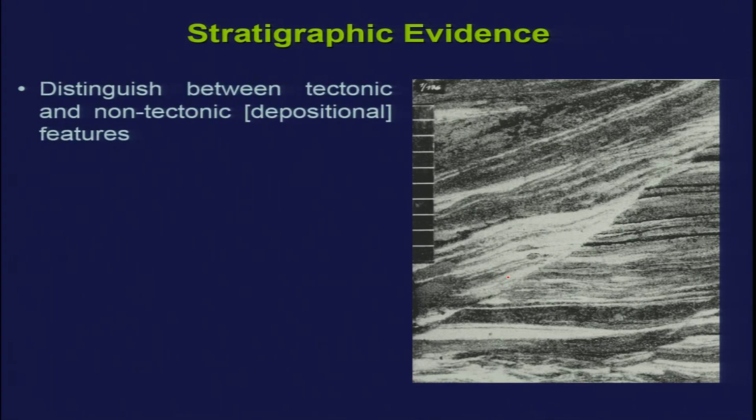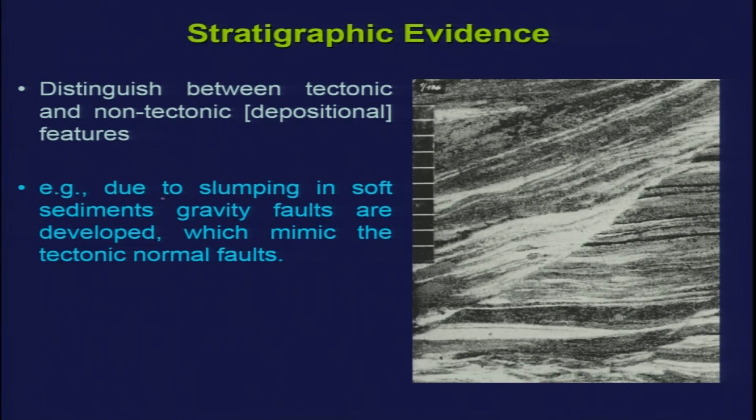Now whether this is a fault or this is related to your primary structure, that is your erosional contact. So distinguish between tectonic and non-tectonic, that is your depositional contact. For example, due to slumping in soft sediment, gravity faults are also developed, which may mimic your tectonic normal faults.